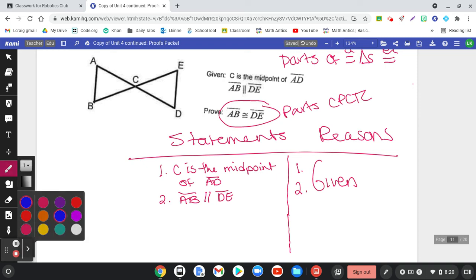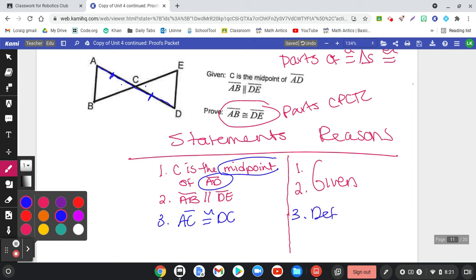Again, if you want, start with your freebie. I see a freebie right here. Or you could start with this. It's totally up to you. So we may not even need the freebie. Number 3, C is the midpoint of AD. All right, so AD is being cut in half. AC is congruent to DC by definition of midpoint.